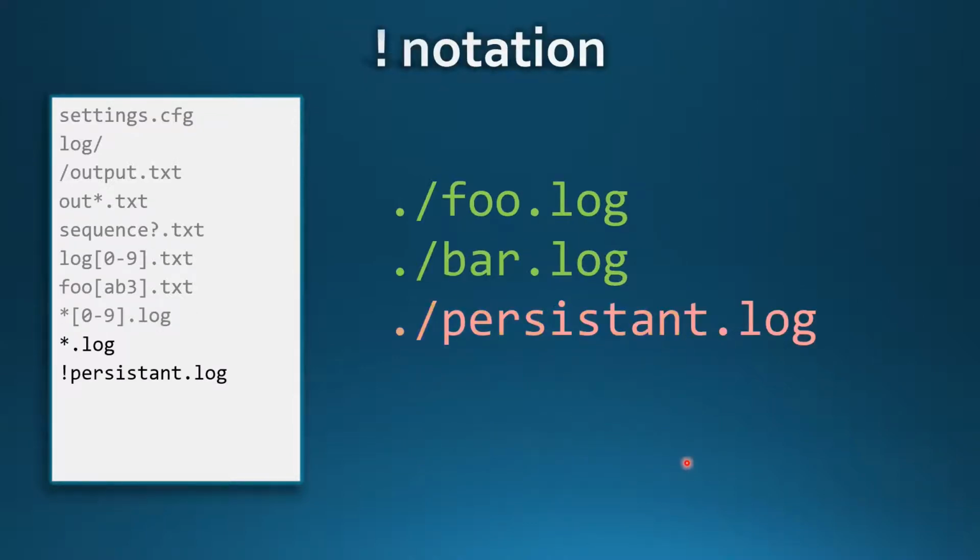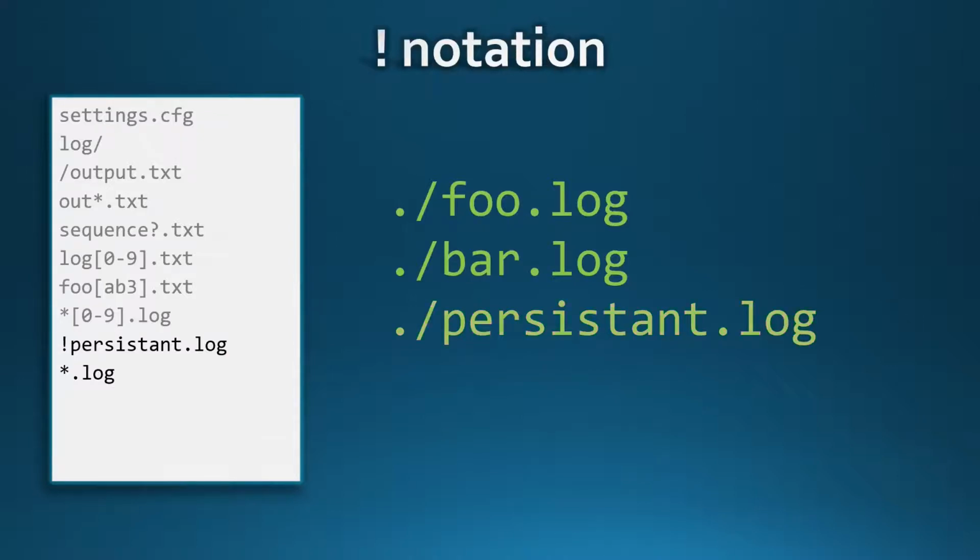Now the negation. The exclamation mark will negate a pattern that has been defined by a previous rule. In this case, we've defined star.log, so we will ignore everything ending in .log, but we're not going to ignore persistent.log. We want that file to be tracked. So foo.log will get ignored because of the star.log rule, bar.log will get ignored because of the rule, but of course, persistent.log will not get ignored because we've used the negation operator on it.